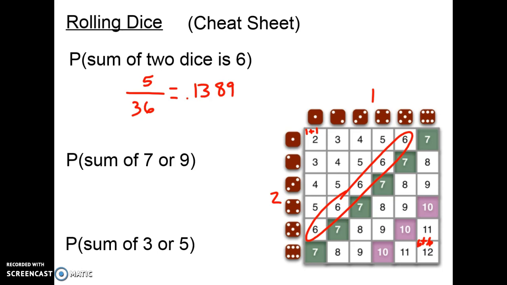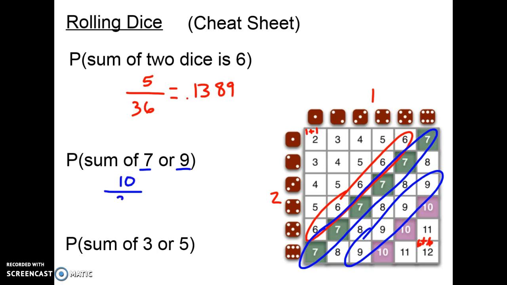Okay. The next problem is we're talking about 2 different numbers. So what's the probability of the sum of 7 or a 9? Okay, so then we're talking about the 7s here or the 9s. Well, we have 6 7s and then we have 4 9s. So then we have 6 plus 4, that's 10 out of the 36. So 10 out of 36, we get 0.27 repeating, or just under 28%. So almost double what we just had with the 6s.